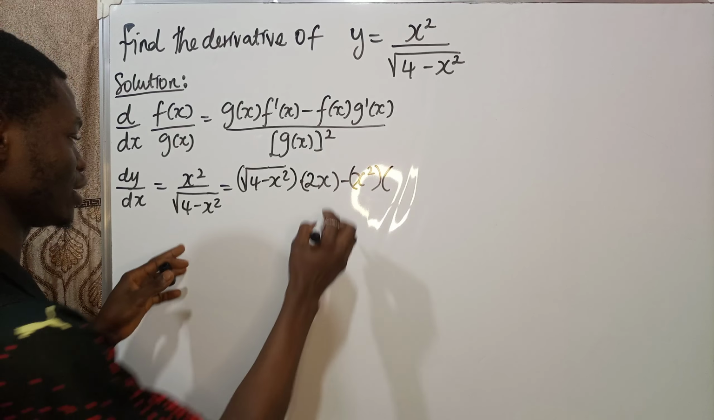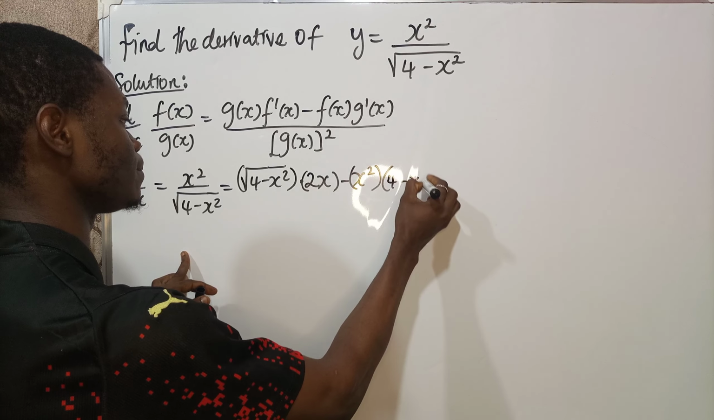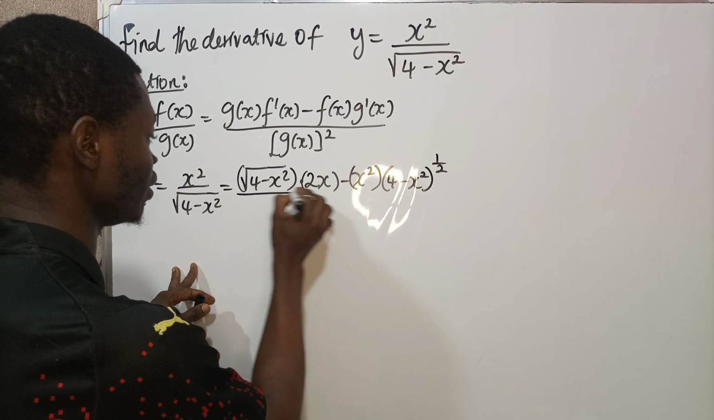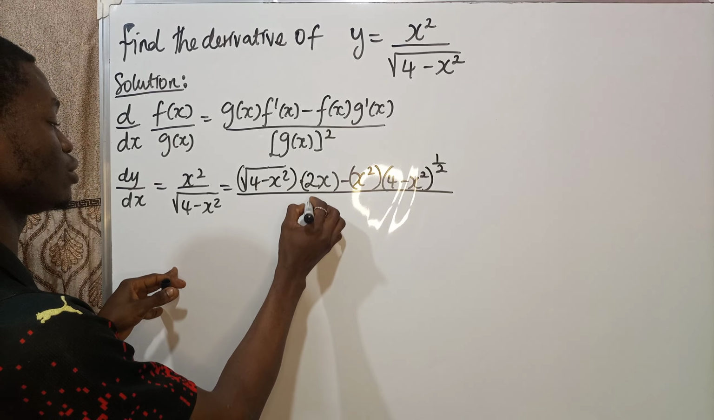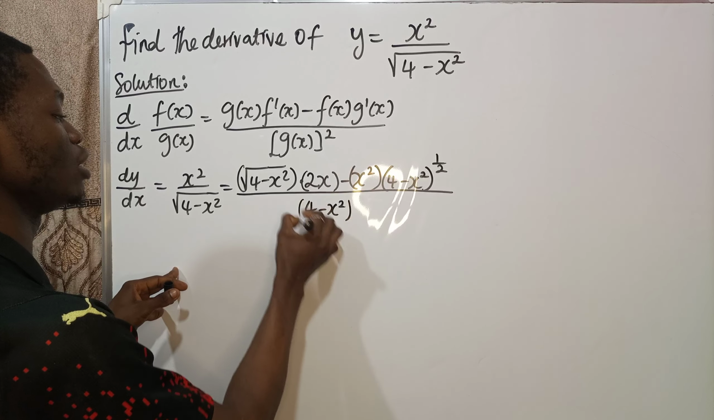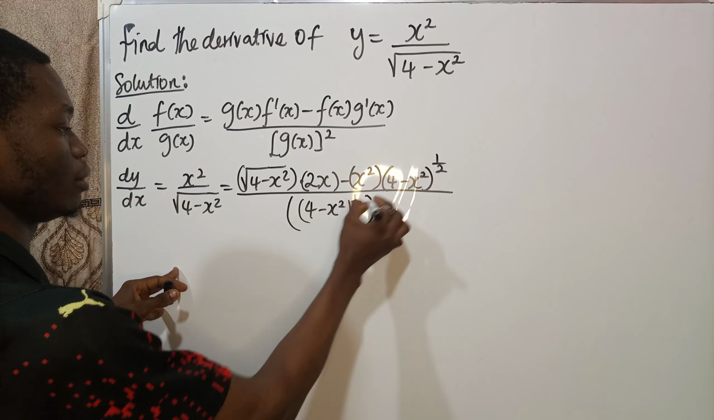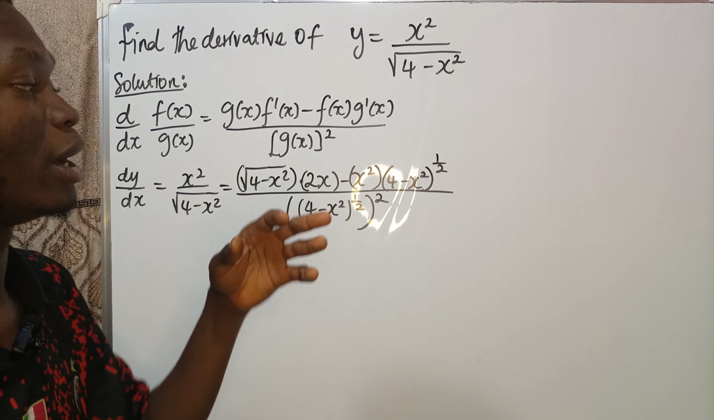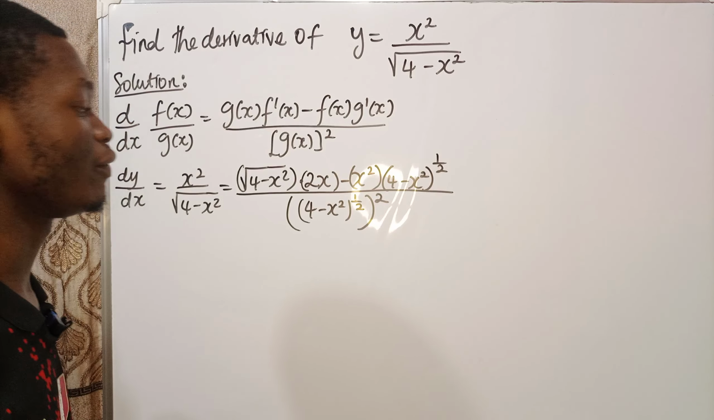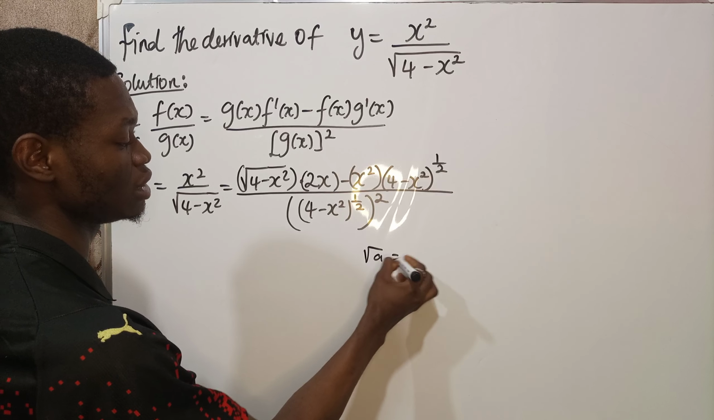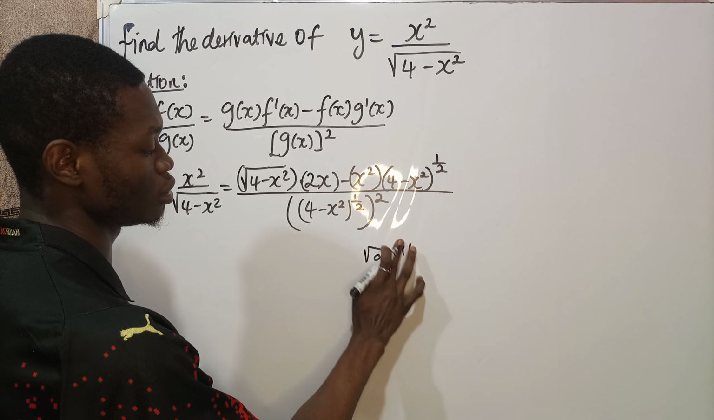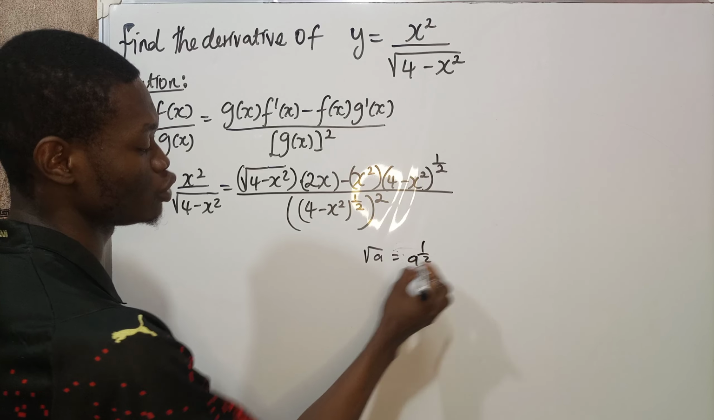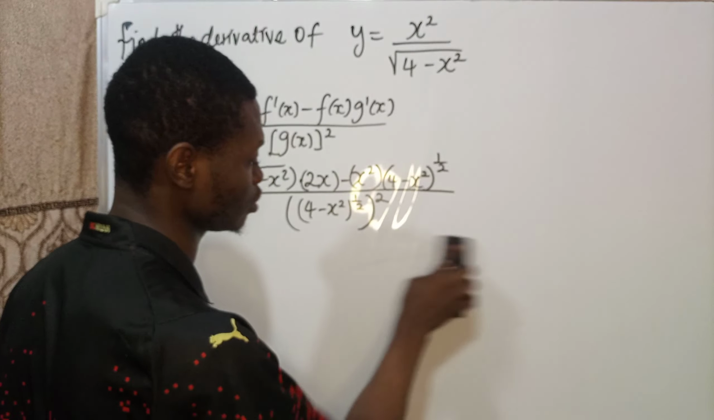Remember, we differentiate g of x, but I want to put this g of x in the form of a power of 1 over 2 before differentiating it. So g of x is 4 minus x squared raised to the power of 1 over 2, in bracket, squared. Why did I do this? Because in indices, fractional powers, if you have the square root of a, it's still the same thing as a to the power of 1 over 2. So that's why I use it.